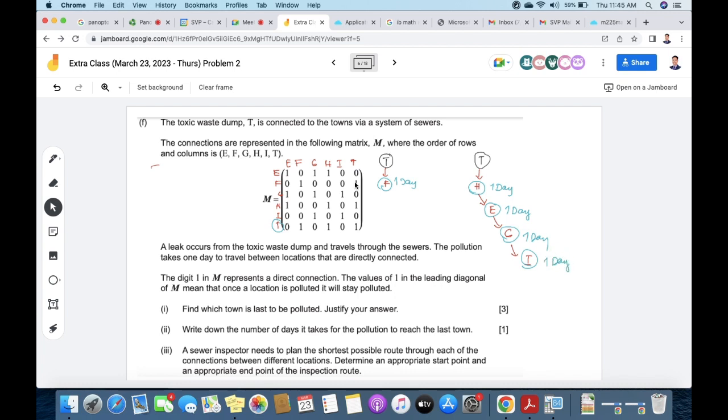F has already been polluted after 1 day. Do you follow? So what do you think is the last town to be polluted? Yeah, I. And how many days did it take to pollute I? That's it. Done. Do you get it? Yeah, that's it. So this actually for me, it's not that difficult because I just need to understand the meaning of 1, 0 here for me to be able to do the questions.